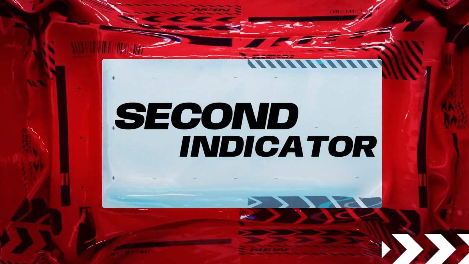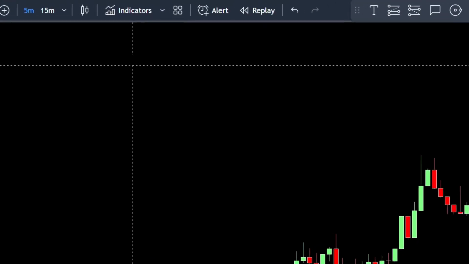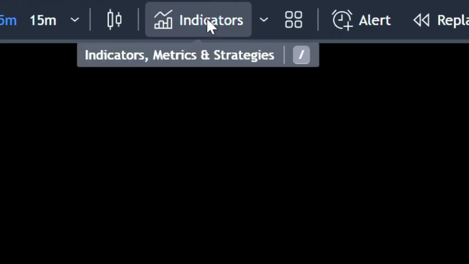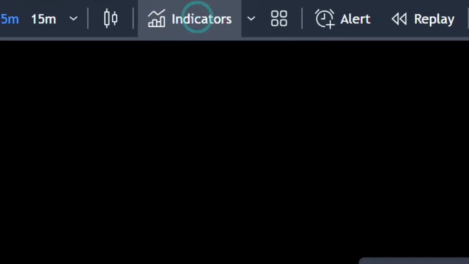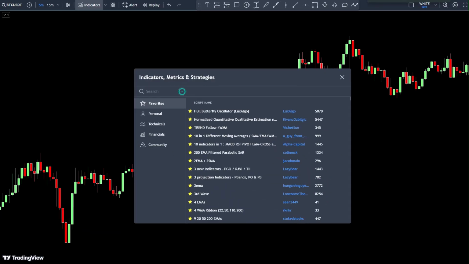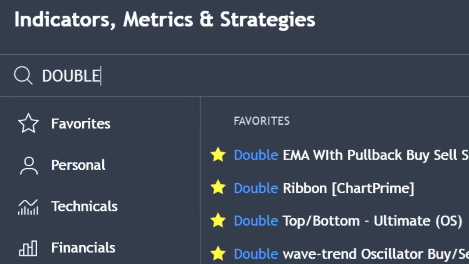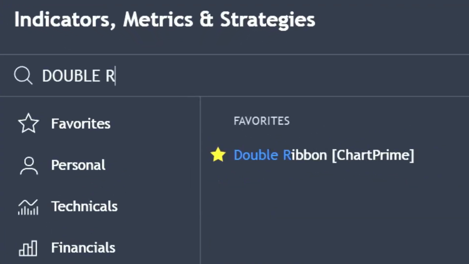Okay, so we have a powerful tool in our arsenal with the Smart Money Breakouts indicator, but we're not going to rely on it alone. To add an extra layer of confirmation and help us identify the overall trend, we're going to introduce another awesome indicator, the Double Ribbon Indicator by Chart Prime. You can easily find this indicator in the indicator section of your charting platform. Just search for Double Ribbon and select the one created by Chart Prime.